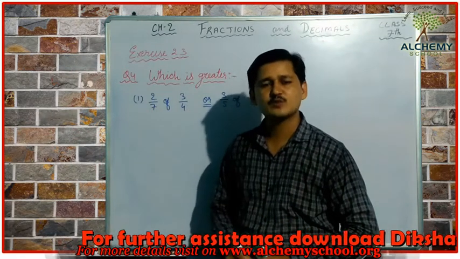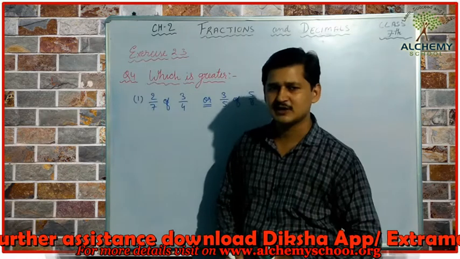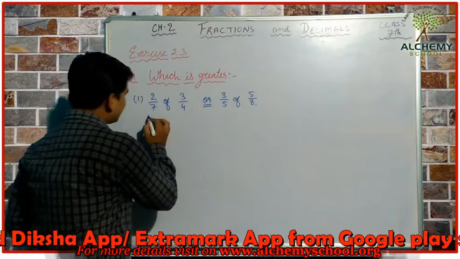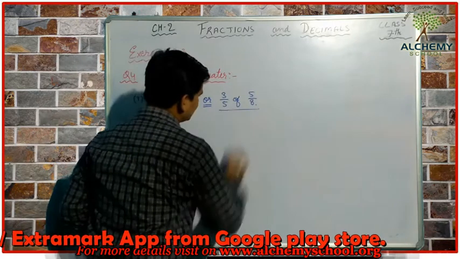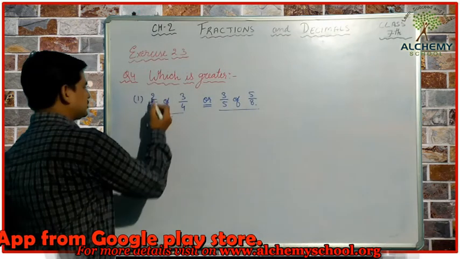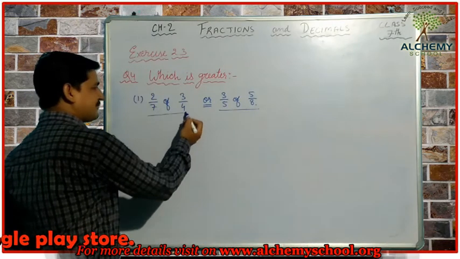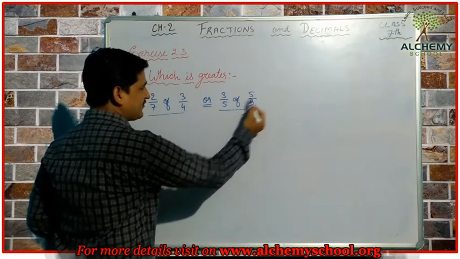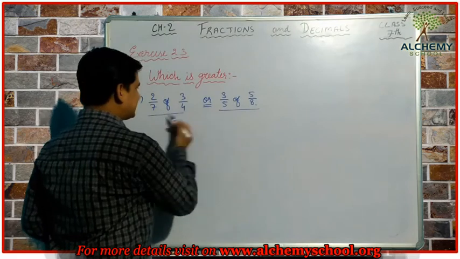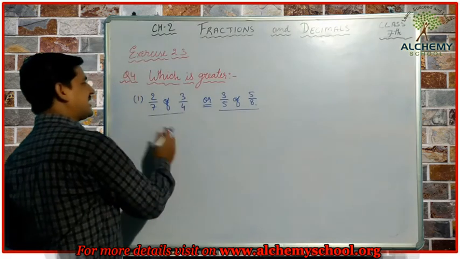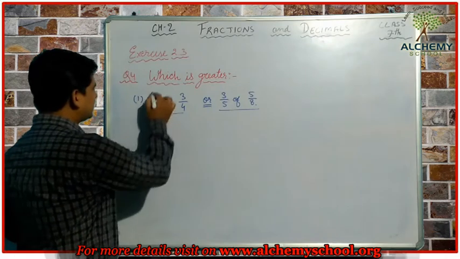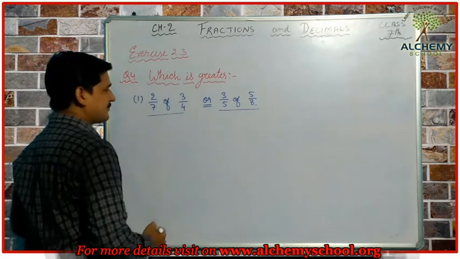So let's see what is given in question number 4. In question number 4, we have to compare these two values. First of all, we have to find 2 upon 7 of 3 upon 4. Then we have to find 3 upon 5 of 5 upon 8. Once we get these two values, then we have to find which value is greater. So let's see how we can find 2 upon 7 of 3 upon 4.